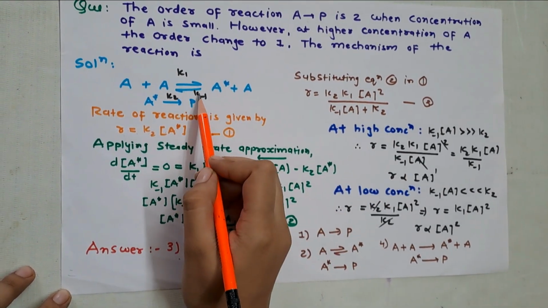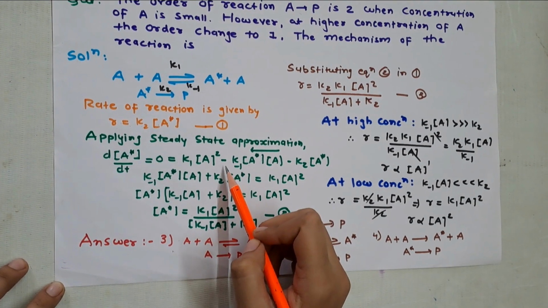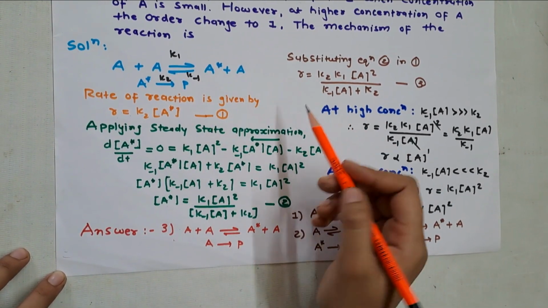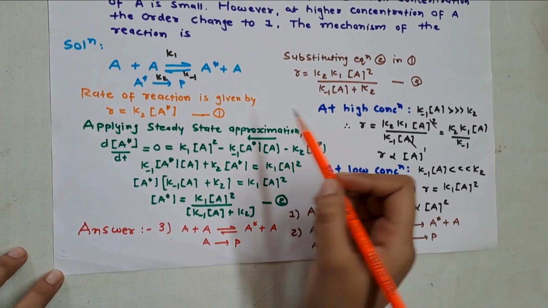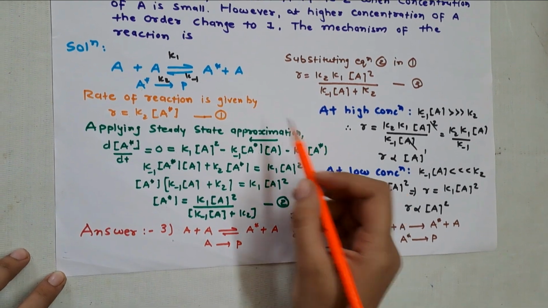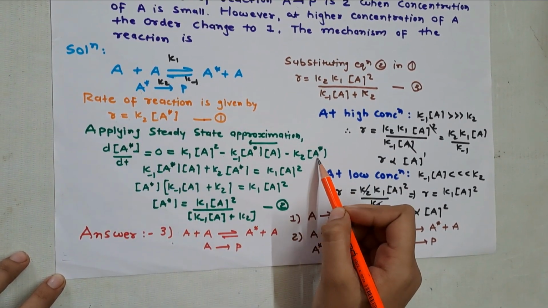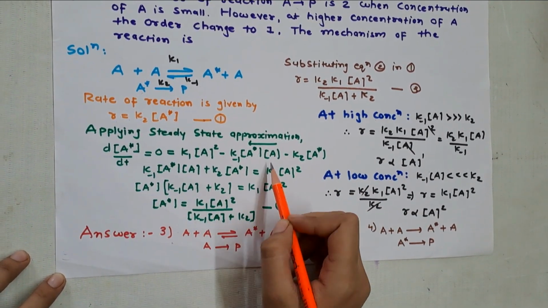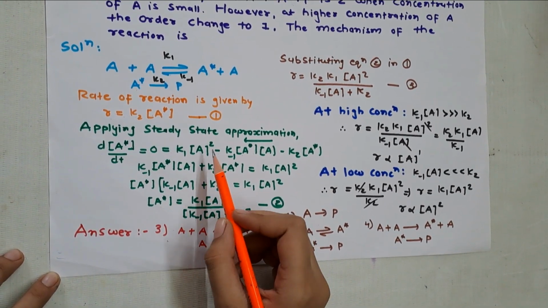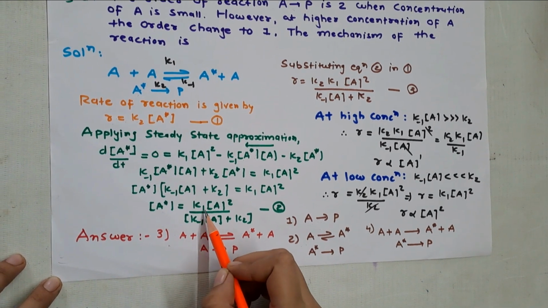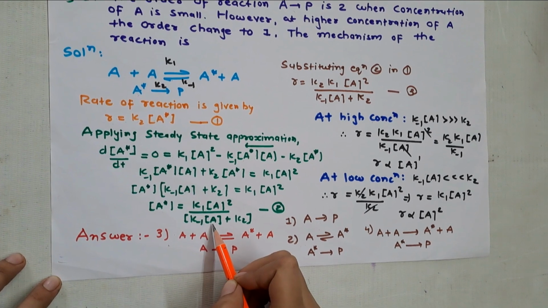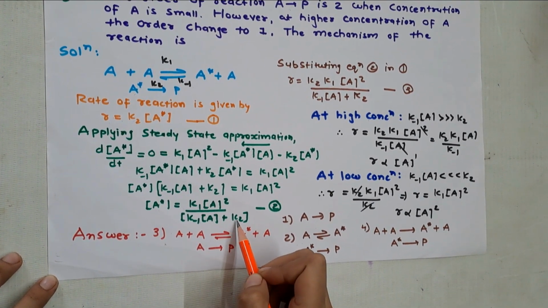Now the deactivation of A star can be written as minus K minus 1 into the concentration of A star into the concentration of A. Similarly, the decomposition of A star can be written as minus K2 into the concentration of A star. From this equation we will find the concentration of A star by rearranging: K1 into the concentration of A squared, divided by K minus 1 into the concentration of A plus K2.